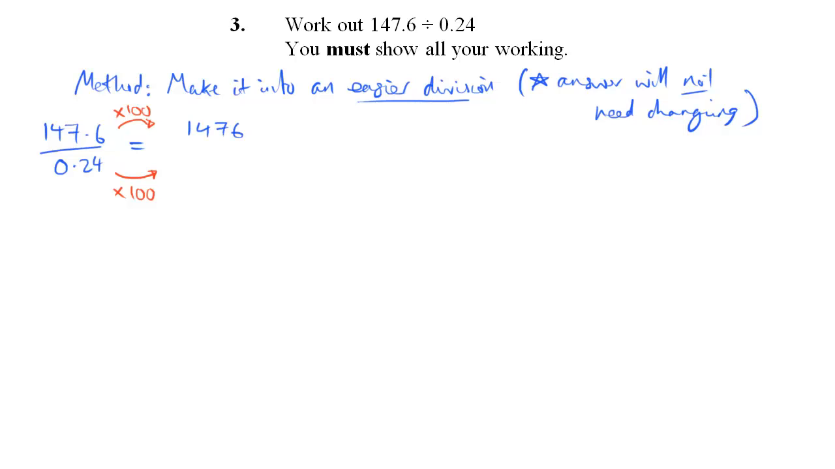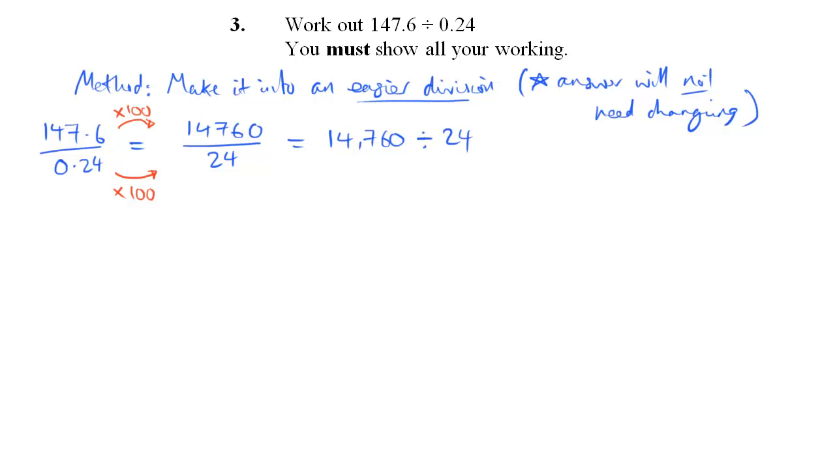So I'll end up with 14,760 over 24, or divided by 24. And that's nicer. I can deal with that. And I'll just remind myself that that's the same as doing a division. So 14,760 divided by 24.